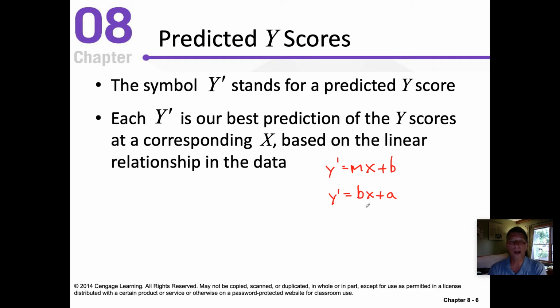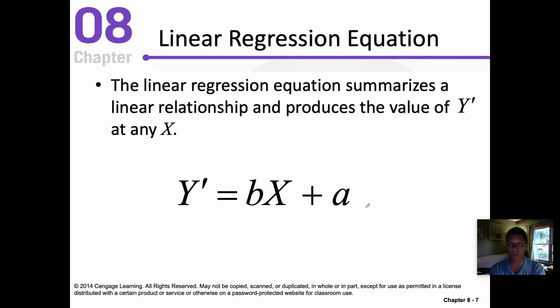Now, this y prime score may not actually ever appear in your data set. It's a predicted score based on the regression line, but it may not actually be the value of y that you get for x when you collect your data. That brings us to the equation that I gave you just a moment ago on the previous slide.